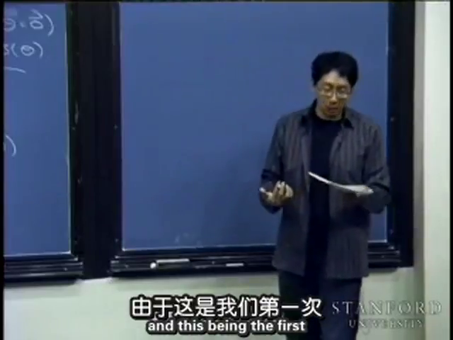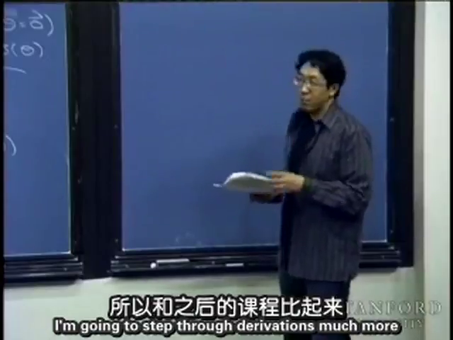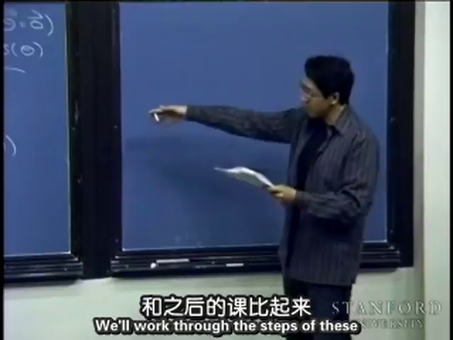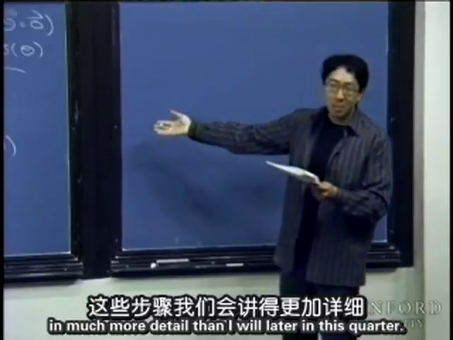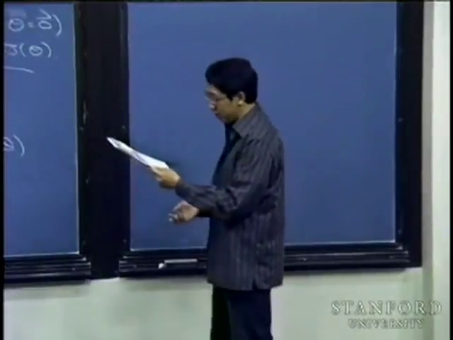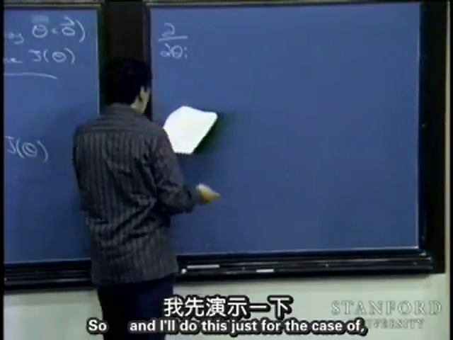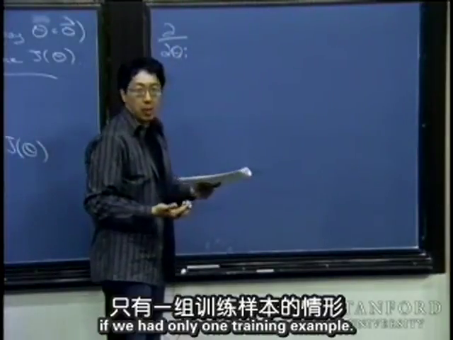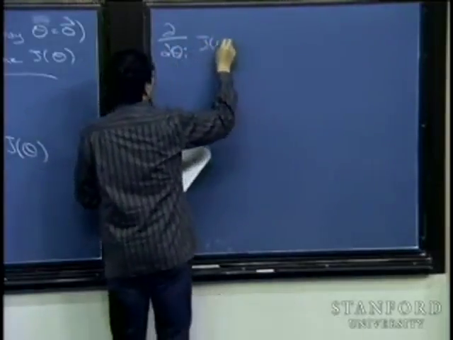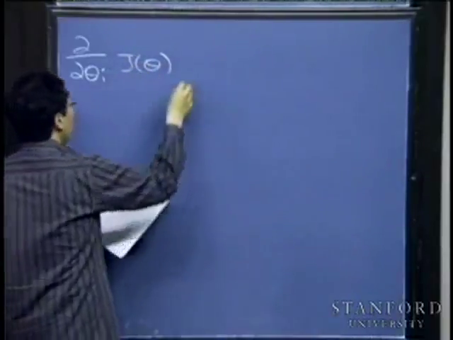And this being the first somewhat mathematical lecture, I'm going to step through derivations much more slowly and carefully than I will later in this course. I'll work through the steps in much more detail than I will later in this quarter. Let's actually work out what this gradient descent rule is. I'll do this just for the case where we have only one training example. So we need to work out the partial derivative with respect to the parameter theta_i of J(theta).